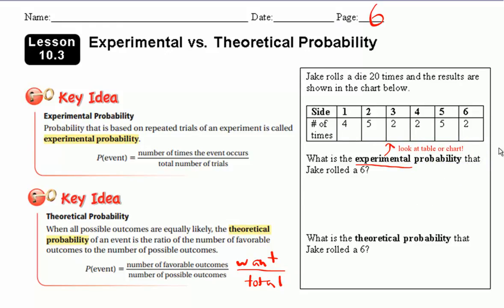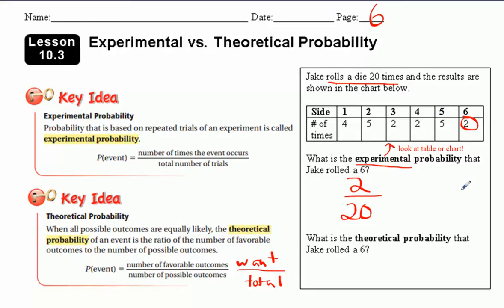So based on this chart, how many times did Jake roll a 6? According to this, he rolled a 6 2 times. So 2 is the number of times that he rolled a 6, out of how many times did he do this experiment? How many times did he roll a die? Well, up here it says he rolled it 20 times. If I didn't have this number, another way to find out 20 times is I would have to add all of these numbers up to figure out that he rolled it 20 times. So my experimental probability that Jake rolled a 6 is 2 out of the 20 times that he did the experiment.